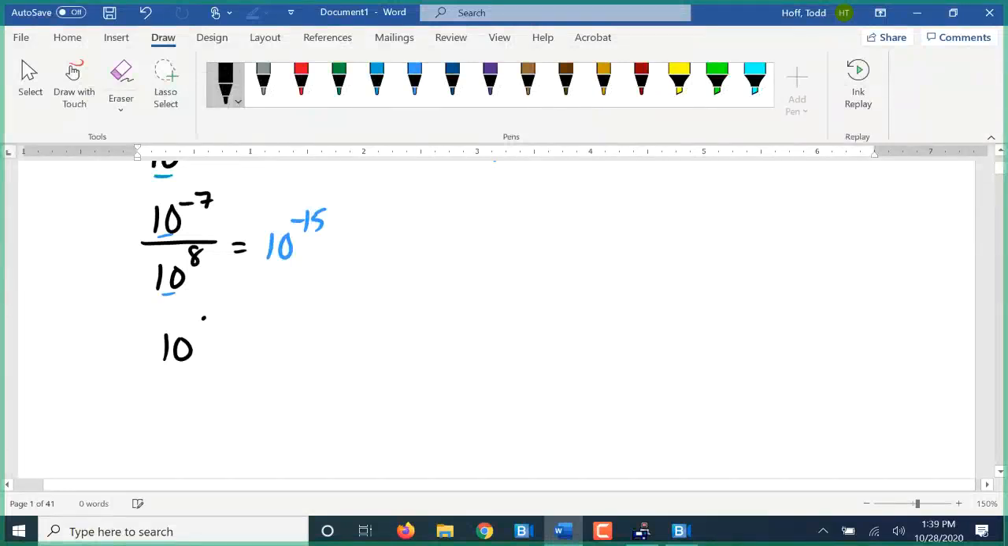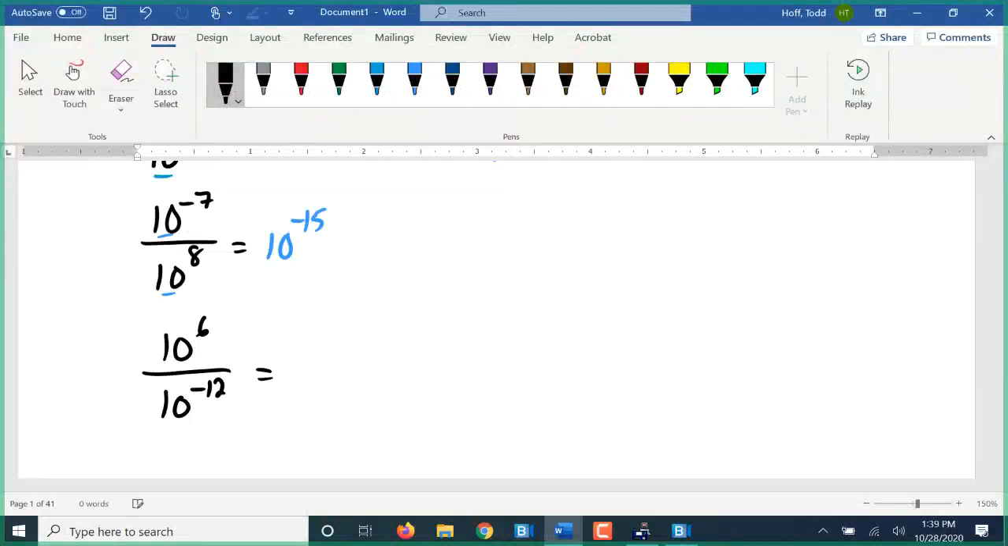Or we might have 10 to the 6th divided by 10 to the negative 12th. Well, again, they have the same base, so we're going to just combine the powers. 6 minus a negative 12 is just 6 plus 12, or a positive 18. So that's 10 to the positive 18th.